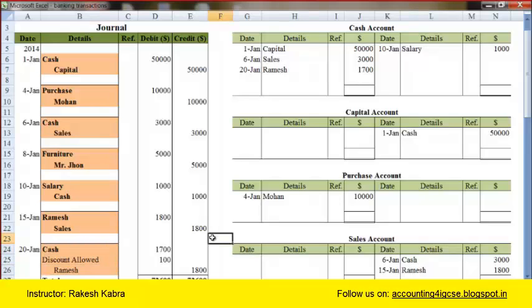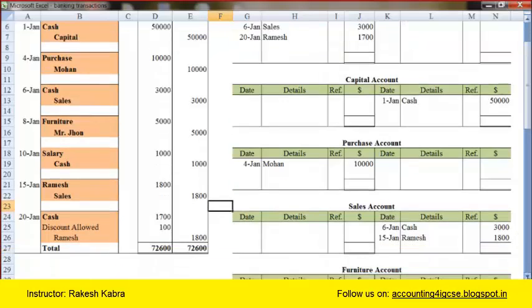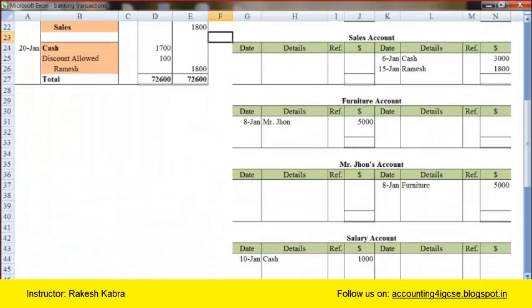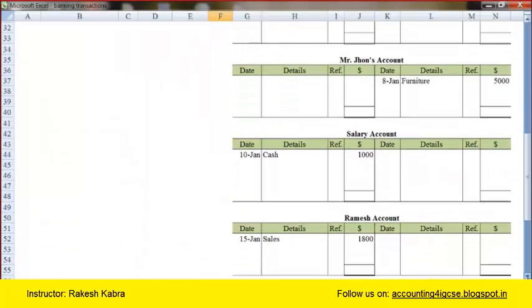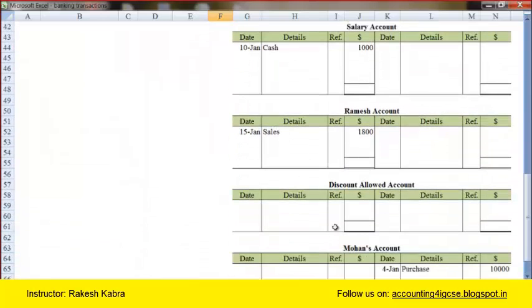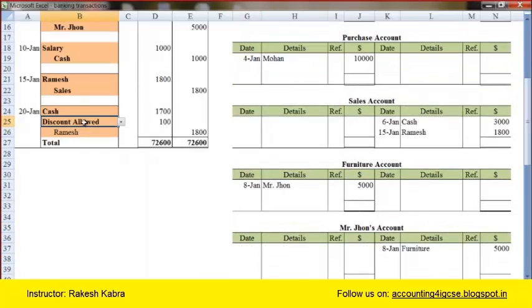Now next posting will be in which account? So discount allowed debited or credited? Debited with how much amount? 100. So let me see, where is the discount account? Yes, this is discount account. Debited with 100. So on the debit side, put the amount 100 and write down the name of the opposite account. And the name of opposite account is what? Ramesh, isn't it? And put the date, January 20. So posting done in discount allowed account.